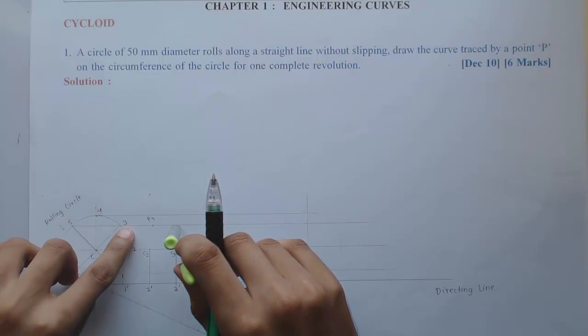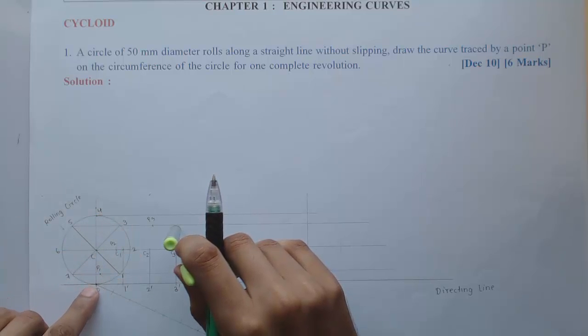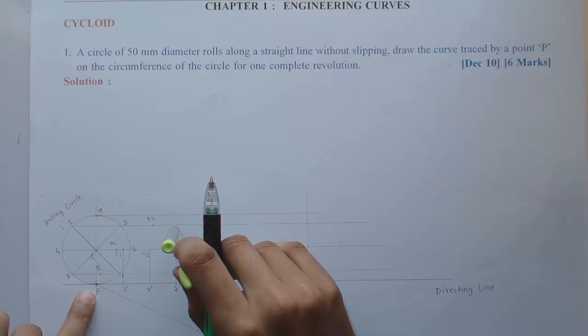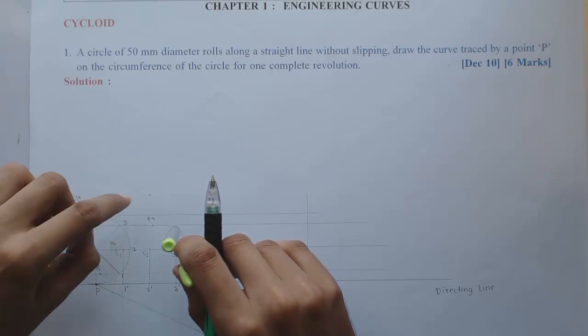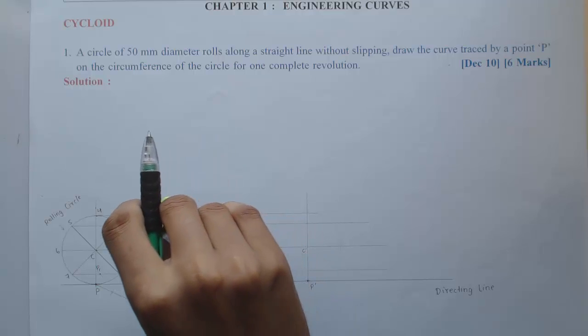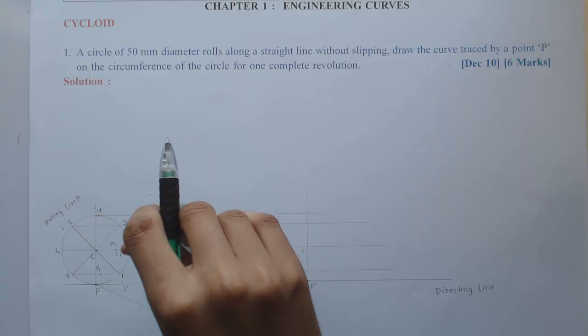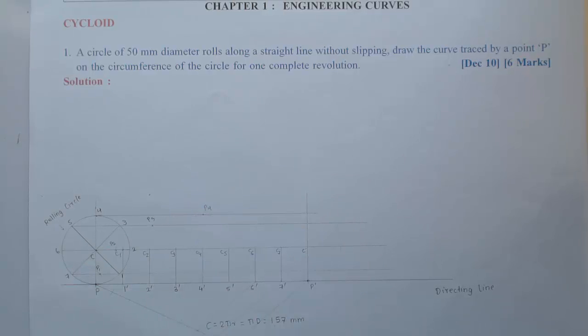So the circle has rolled through half of the circumference, half of the revolution. So the position of P will get exactly reversed. That means initially the point P was the bottommost point, so after half a revolution, that will become exactly the topmost point. So from C4, if you see, we are getting a tangent point. That means that P4 is the topmost position after reaching half of the revolution.